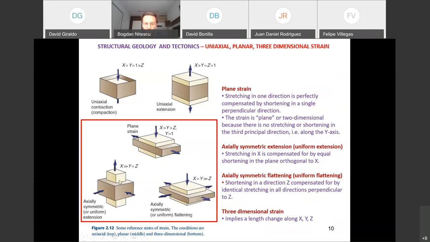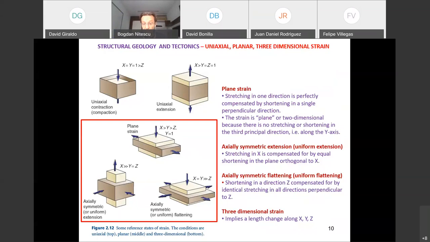All right, let's look at these two. It says axially symmetric extension. So you see what happens here. Here we had extension, but there was no change horizontally. Now, normally, when you stretch something, it will thin. So you have equal deformation in all directions, and that's why it says axially. Axially means around this axis, where you have the extension, the deformation is symmetric. So it's uniform extension, or axially symmetric extension, or the opposite of it. You can have flattening. You squish something and flatten it, and it expands equally in all directions perpendicular to the flattening.